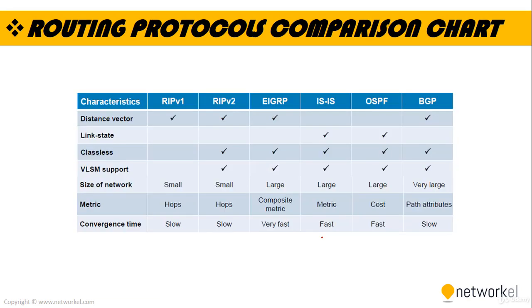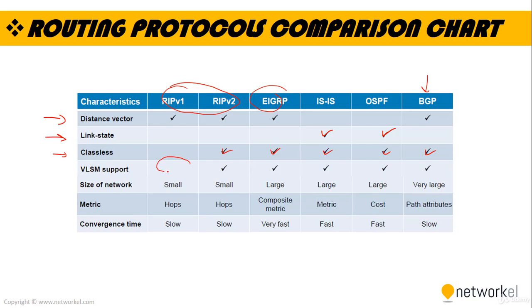Here is a general routing protocols comparison chart, and here are the distance vector protocols, RIP and EIGRP. BGP is path vector, but you may also see it listed as distance vector somewhere. The link state protocols are IS-IS and OSPF, as you can see. The classless ones are RIP version 2, EIGRP, IS-IS, OSPF, and BGP.